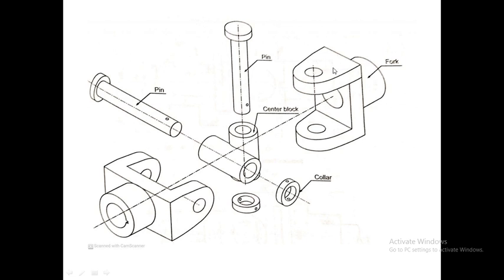Now for this fork, you can see this part is a semicircle. If you observe this part from the top view, some portion will be in rectangular shape, that is this part will be a plane surface, whereas this part is also a plane surface but it will be in the form of a semicircle, whereas the holes inside it are cylindrical in shape.